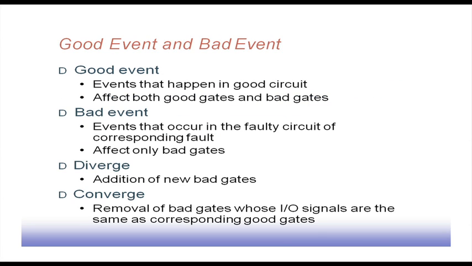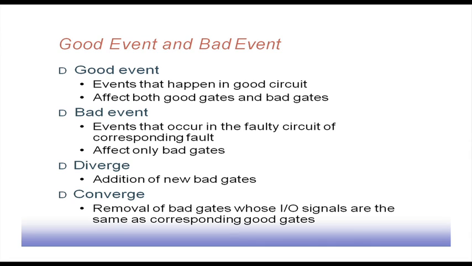Again, the events can be classified into a number of cases: good event and bad event. Events that happen in the good circuit are called good events. Basically, some input pattern changes, due to which some gate inputs change. That is called a good event. This good event will affect both good gates and bad gates, because the input pattern is changing.